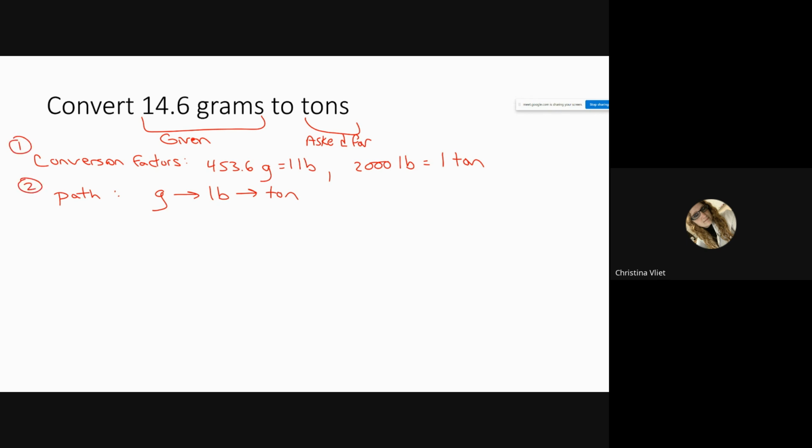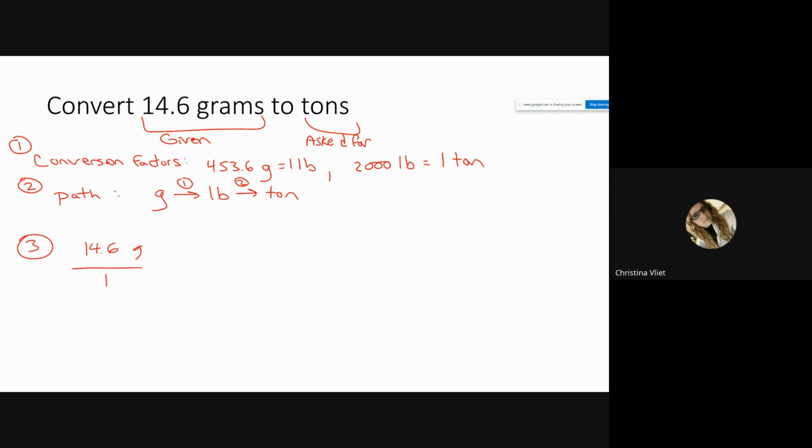Remember, step 1 and step 2 do not have to be written down. You can do that in your head if you're comfortable with it. If you prefer to write it down, that's fine too. What you have to show me is what you're multiplying, what you're dividing, and what you're canceling to get there. And so for step 3, what do I start with? You put the 14.6 grams. I'm going to write the abbreviation, 14.6 g over 1.